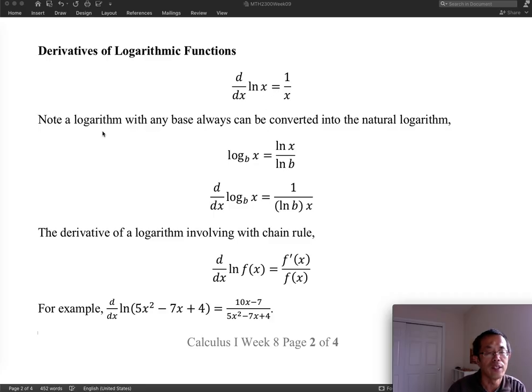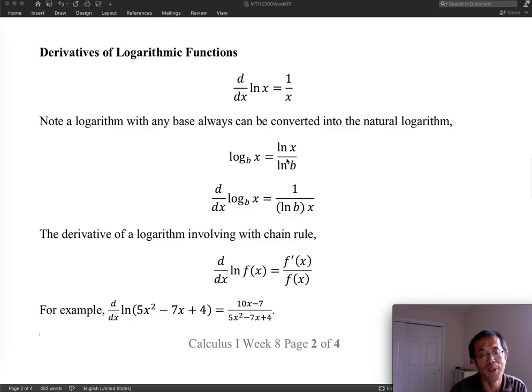And then another quick example I want to mention. What would happen if we have a logarithm that is not the natural logarithm, a logarithm with base 2, base 3, or any base b? Mathematically, we can always convert a logarithm into the form of natural logarithm. Log base b of x is ln of x over ln of b.